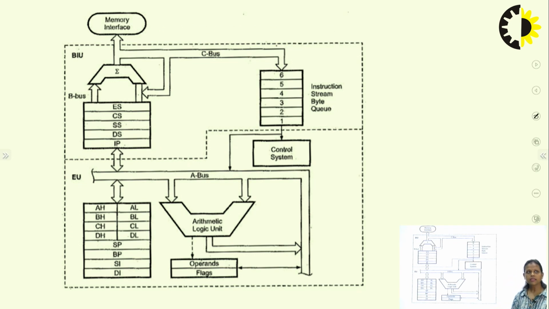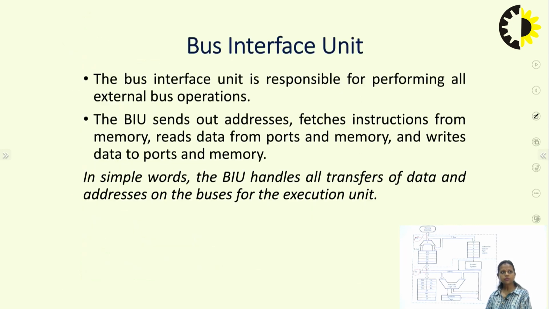Now this is the architecture of 8086. Here you can see that this is the bus interface unit and this is the execution unit. As I told you, the whole architecture is divided into 2 parts, the bus interface unit and the execution unit. We will discuss all the parts one by one.